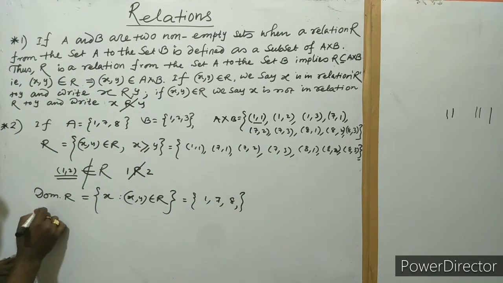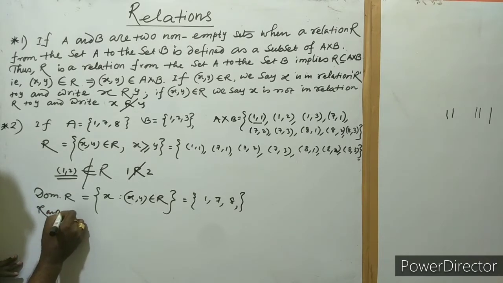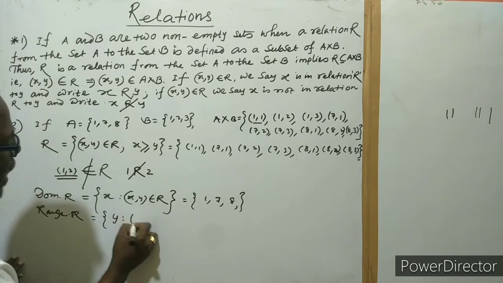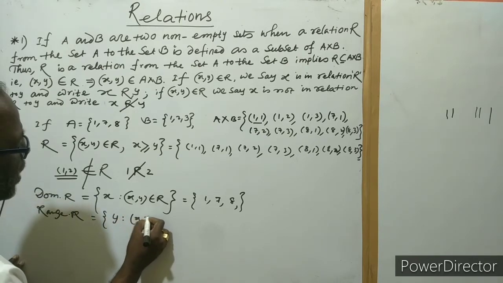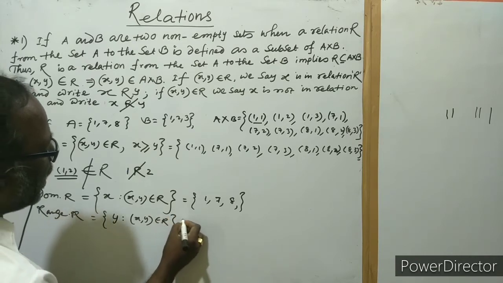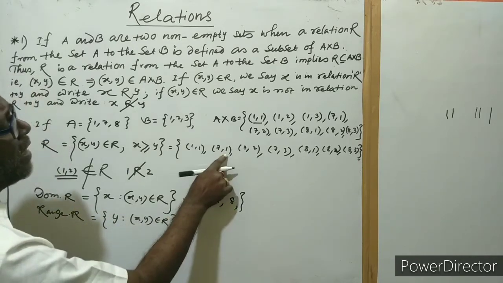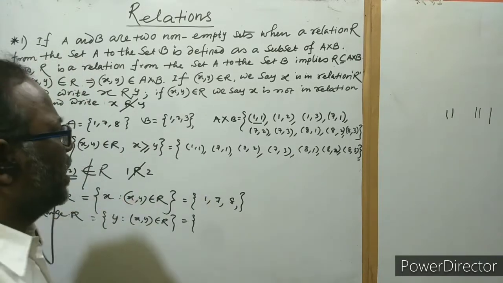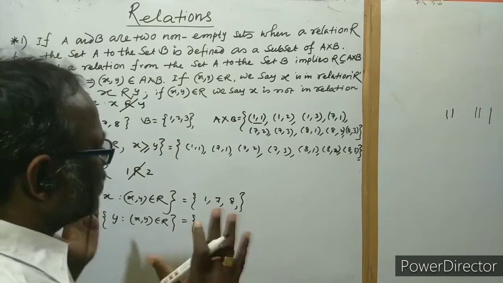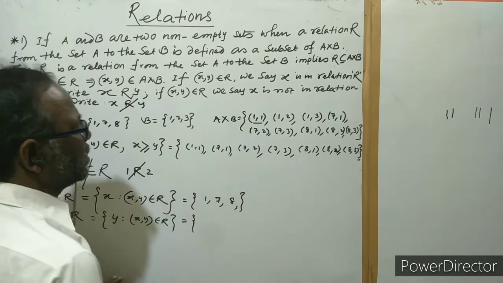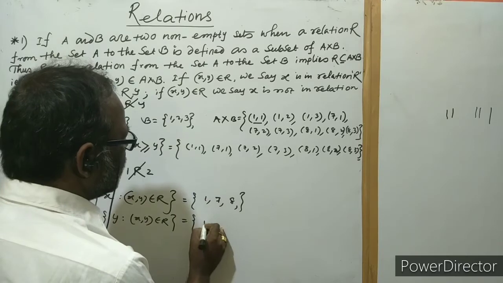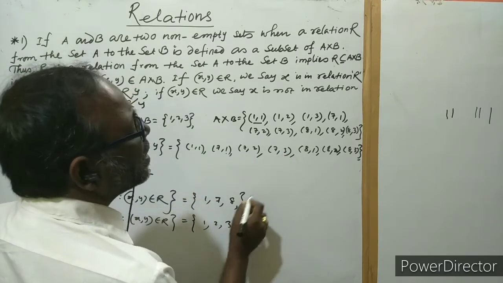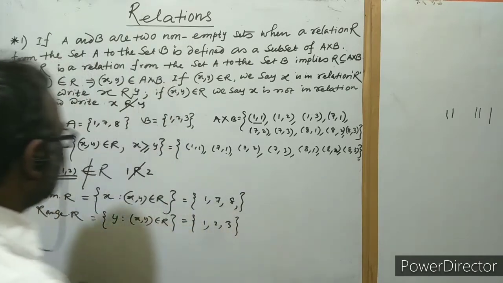And the range of R is the set of y values, where the pair of observation is x comma y belonging to R. In the pair, the first value is called the domain and the second value is called the range of the relation. Here the range is 1, 2 and 3.